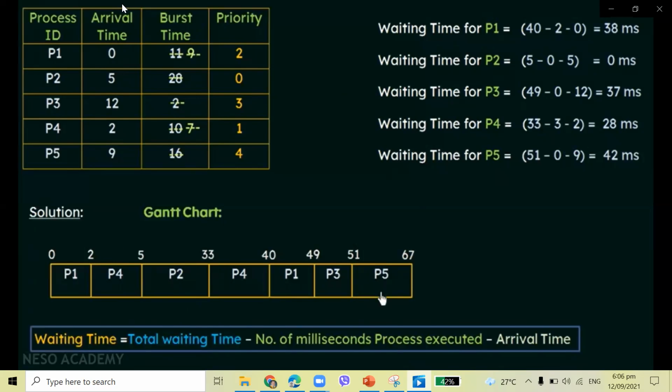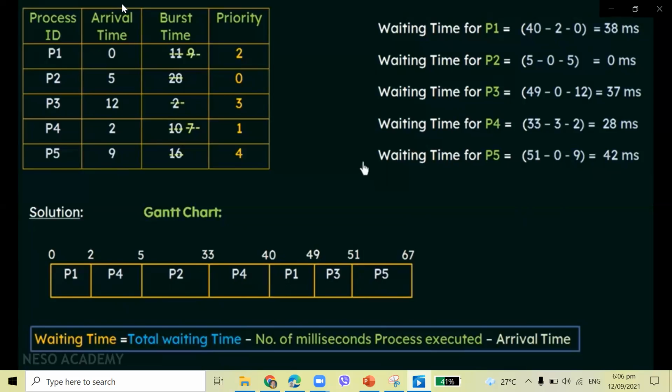We see that P5 was the last one to get the CPU, and it got it at the 51st millisecond, not anywhere before that. So the total waiting time is 51 milliseconds for P5. Number of milliseconds it executed before: P5 never executed before, so it is 0. And then the arrival time of P5 was 9 milliseconds. So 51 minus 0 minus 9 is 42 milliseconds. So we have got the waiting times for this set of 5 processes.